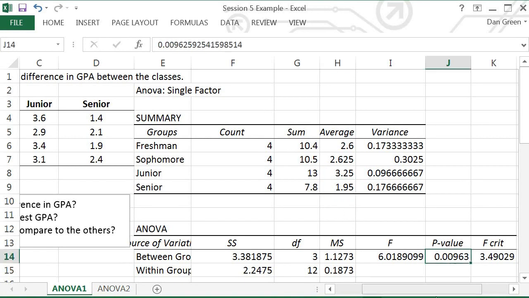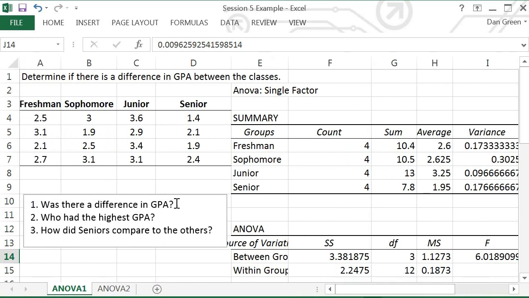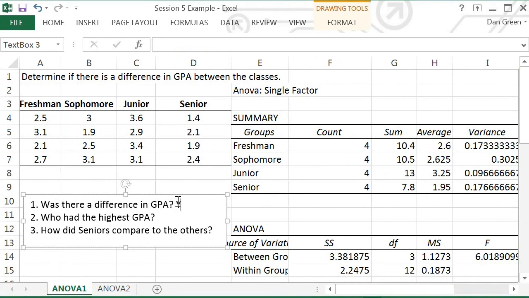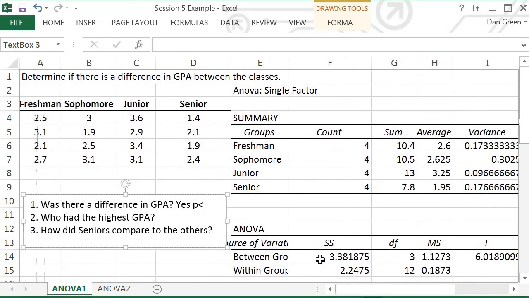We want to look at the p-value right here, and that p-value we see is less than 0.05, so that means at least 2 of the population means are different. These are sample means here, but we're asking questions about the population mean. So this first question, was there a difference? Yes, there was. The reason was that our p-value was less than 0.05. In fact, it was 0.0096, so that's actually less than 0.01.